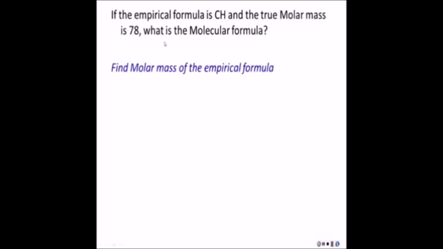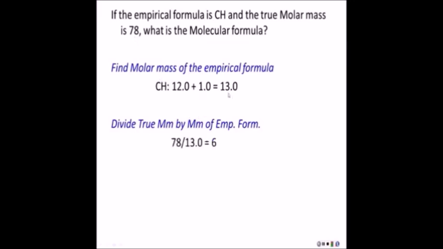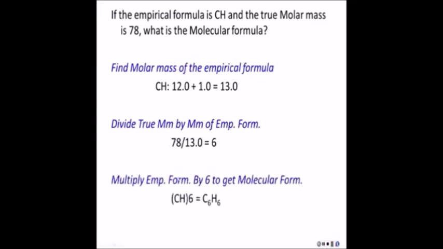So, first thing I want to do is find the molar mass using the empirical formula. The empirical formula is CH, so the molar mass comes out to be 13. I'm going to divide the true molar mass, which was 78, by the molar mass from the empirical formula, which is 13. When I do that, I get an answer of 6. What this tells me is that the true formula must be 6 times bigger than the empirical, since the molar masses are in that same ratio. So therefore, the true formula is this times 6, or C6H6.